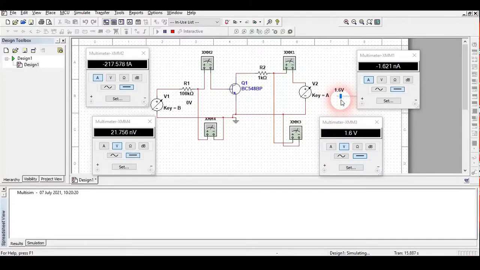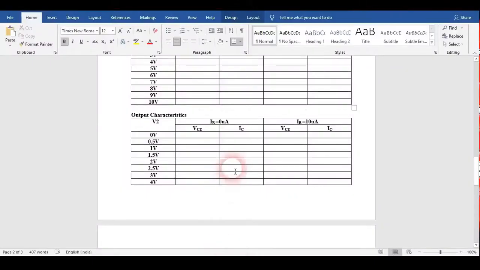Just see, in all those values we are getting IB as very low, so we are not going to consider this IB current. We will consider it as 0 only. We are going to increase the value of V2 up to around 10 volt. The current is very low in all that case, so for IB equal to 0, we have taken these values. These two values you will use to fill this observation table.